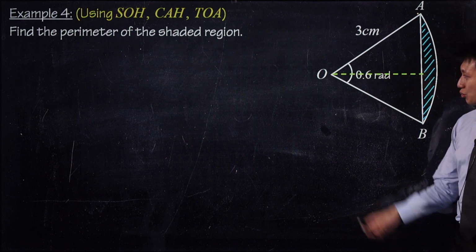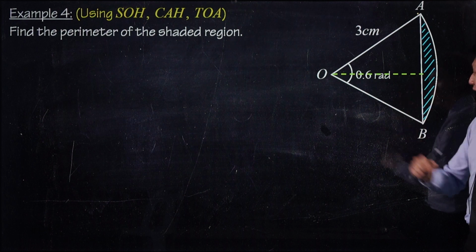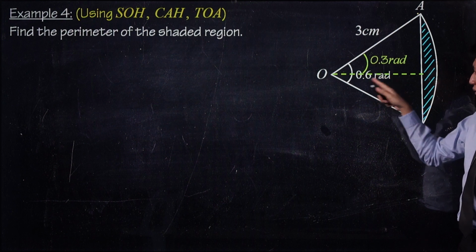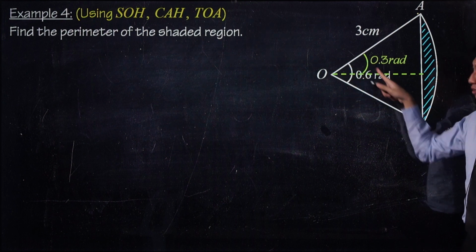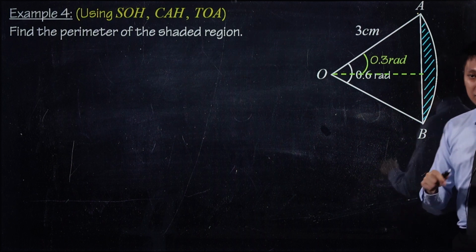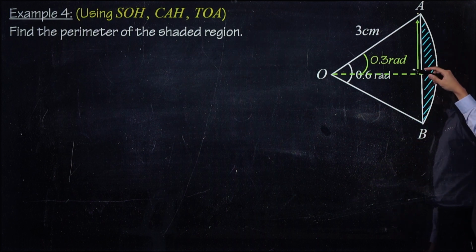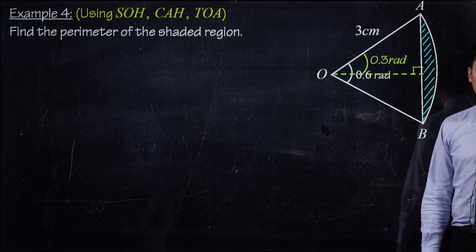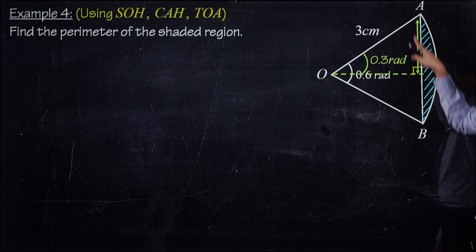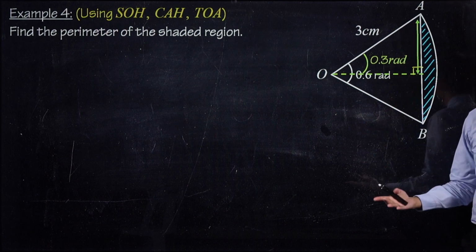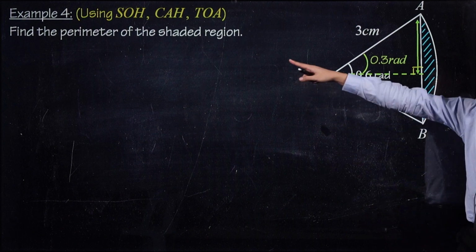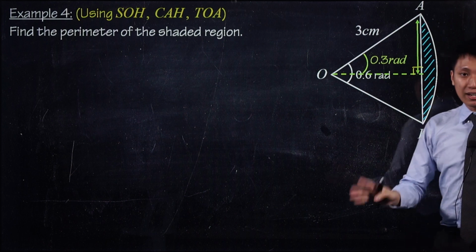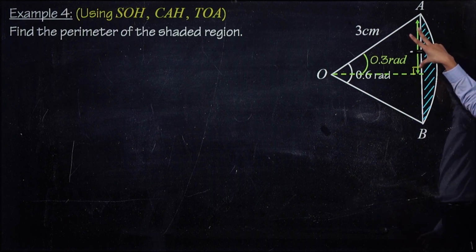Then what you can do is to draw a dotted line here. Then get this angle, and this whole thing is 0.6, so half of it is 0.3. Do you realize that this is a right triangle? Then we need to find this line, because we want to find the perimeter of the shaded region, which means this line and this arc. The arc is very simple to find, but this one is slightly more difficult, right?